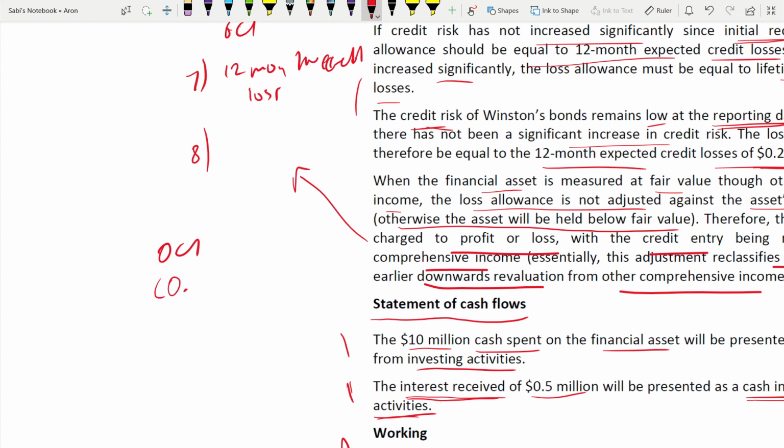Let's say it is 0.5. Okay, two examples I'm giving. One is more than 0.2, the other one is less than 0.1. Already there's a downward revaluation, which means it's a loss. It will be recognized in OCI, 0.5.